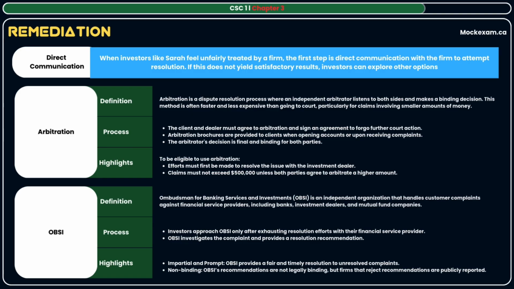Sarah's story highlights the importance of understanding remediation options. Whether through arbitration or OBSI, investors have avenues to address disputes without resorting to costly legal actions. Remember, these processes are here to ensure fairness and uphold trust in the financial service industry.